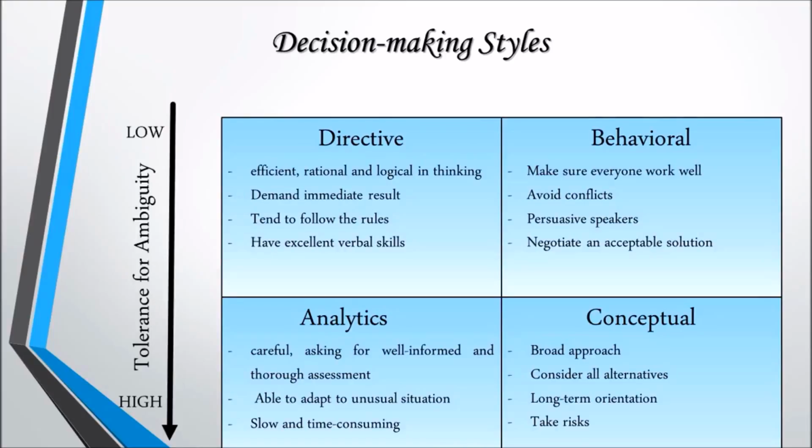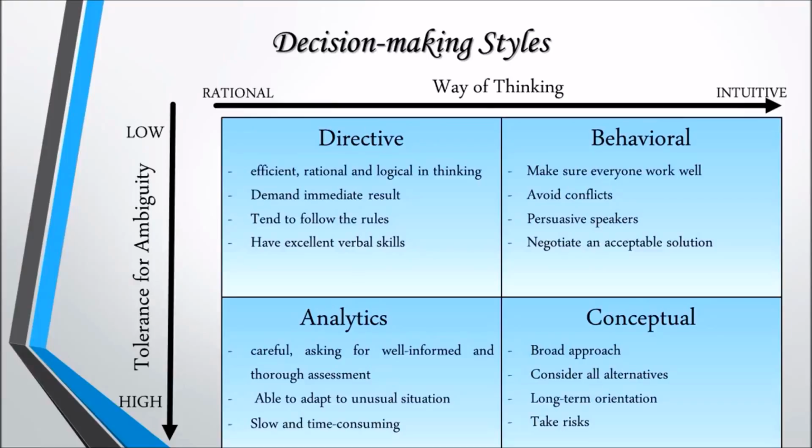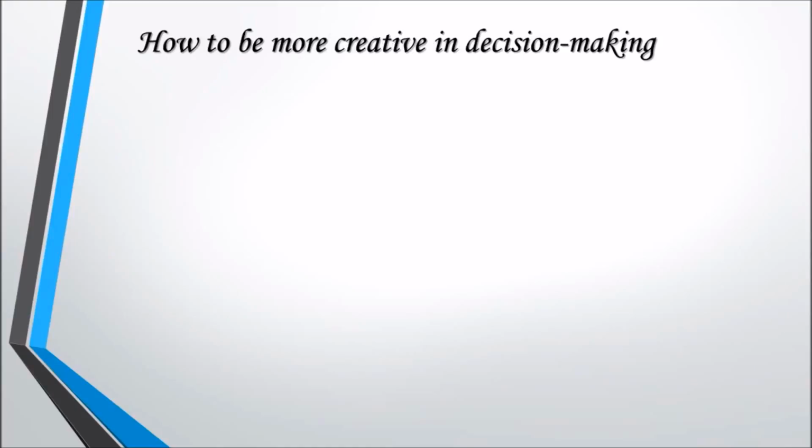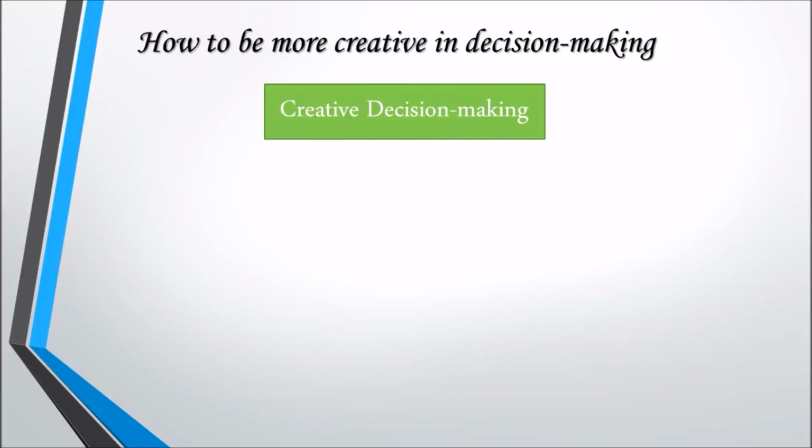And from directive to analytic, they show low to high tolerance for ambiguity. And from directive to behavioral, they show a rational to intuitive way of thinking. So how to be more creative and effective in decision making? There are 3 main ways to produce effective decision making.